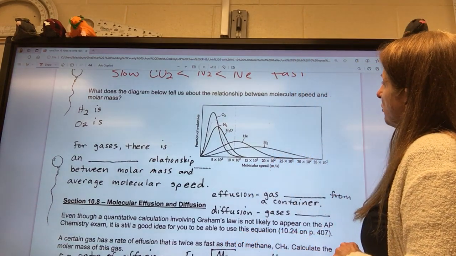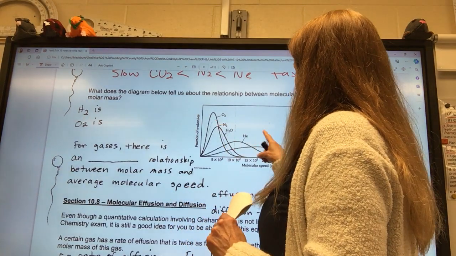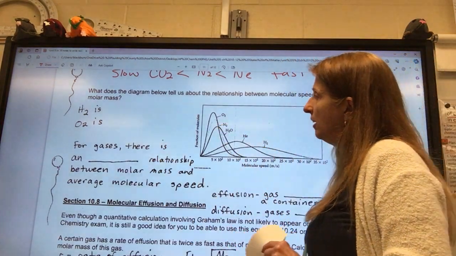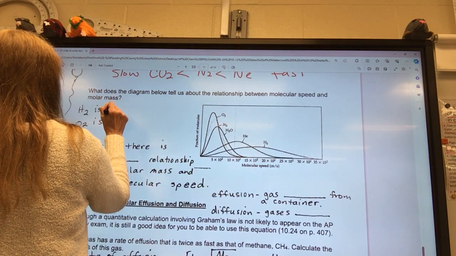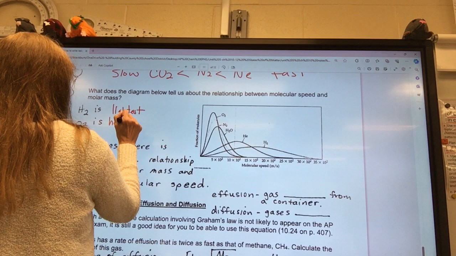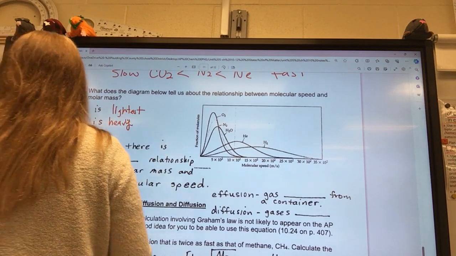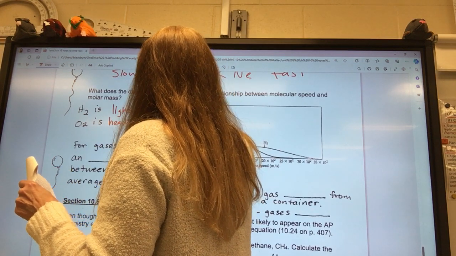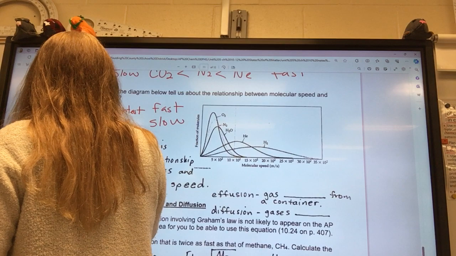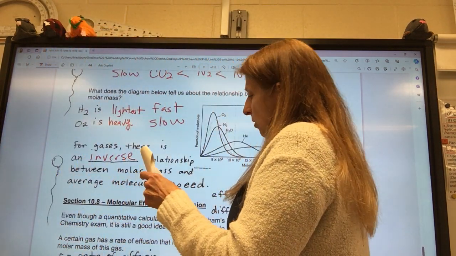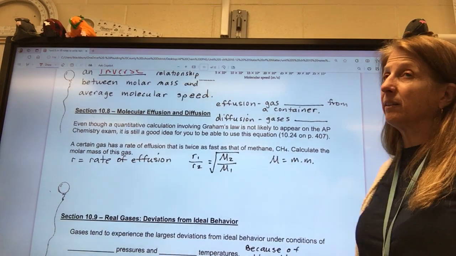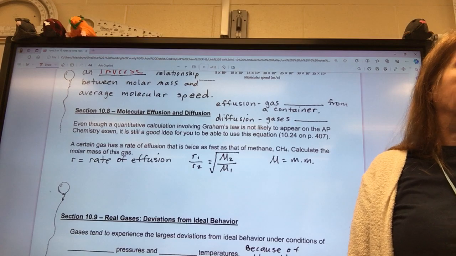What does the diagram tell us about the relationship between molecular speed and molar mass? So we've got hydrogen and we've got oxygen. Which one is the lightest, hydrogen or oxygen? The hydrogen is right. So it is the lightest. Oxygen is the heaviest. Okay, which one is fast? Hydrogen is fast. Which one is slow? Oxygen. Okay. For gases, there is an inverse relationship between molar mass and average molecular speed. All right, that's all we have to know about that. And that will probably be a test question on the AP test. They love asking you about that.